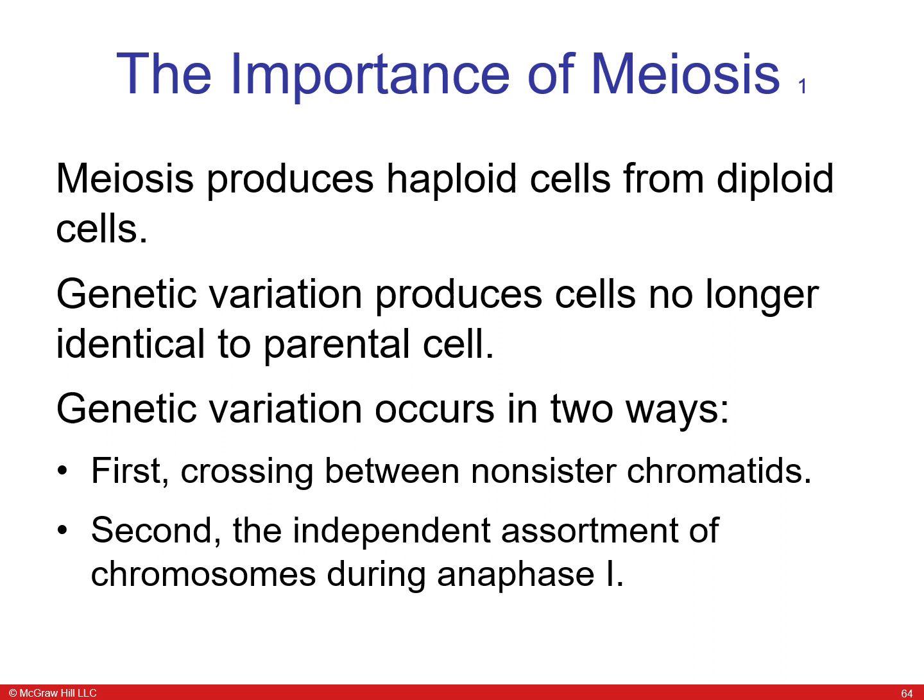So what is the importance of meiosis? Meiosis produces haploid cells from diploid cells. It allows for genetic variation and produces cells no longer identical to the parental cell, which is different than mitosis. And the genetic variation can occur in two ways: by crossing over between non-sister chromatids and the independent assortment of chromosomes during anaphase 1.